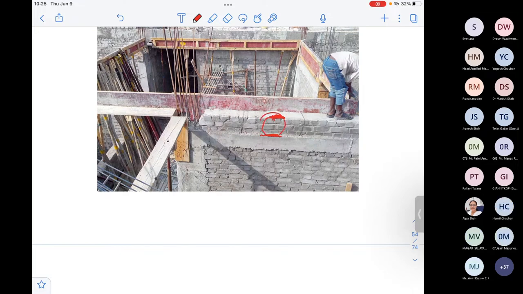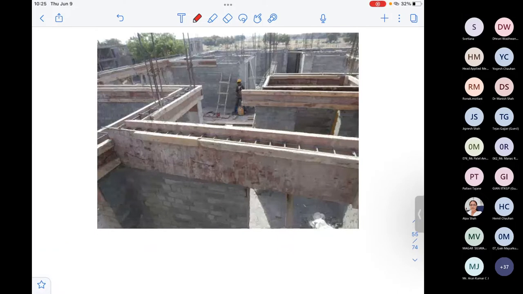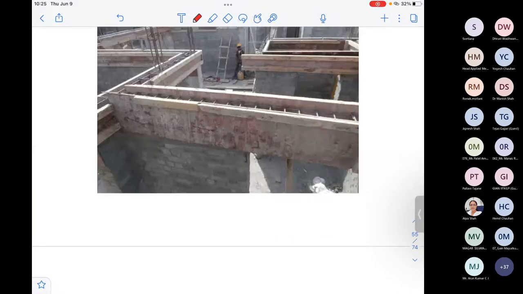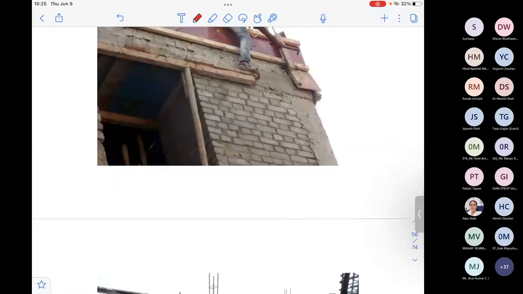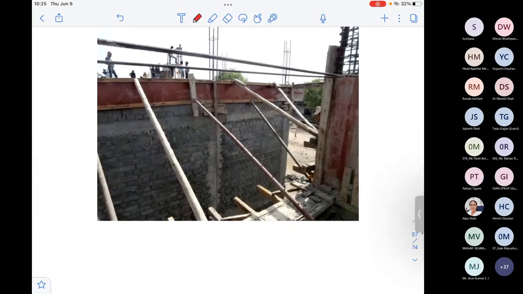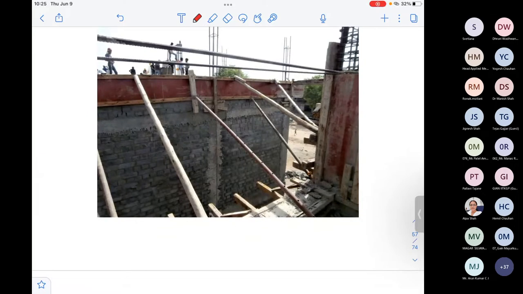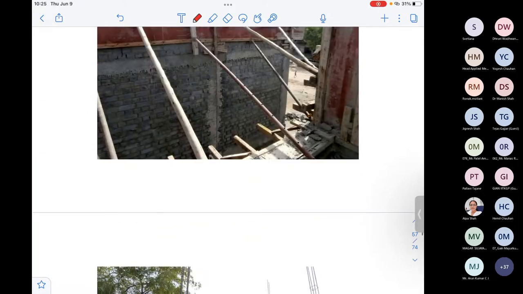Just three courses of masonry, and they had to stop the construction of this lintel beam before the masonry was constructed. This is formwork for lintel, or actually for a tie beam reinforcement. This is how formwork was attached, and there are some drawings showing the attachment. So this is how formwork was supported from the ground.